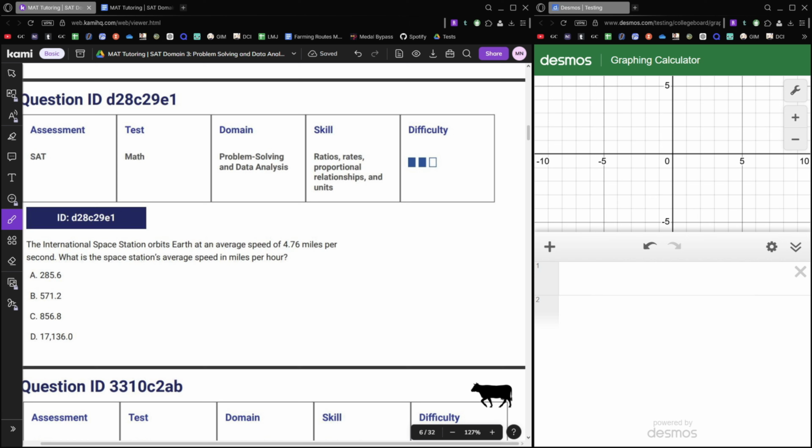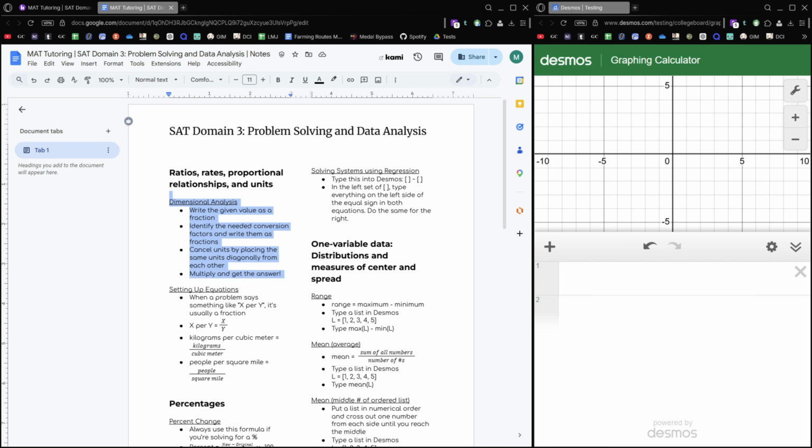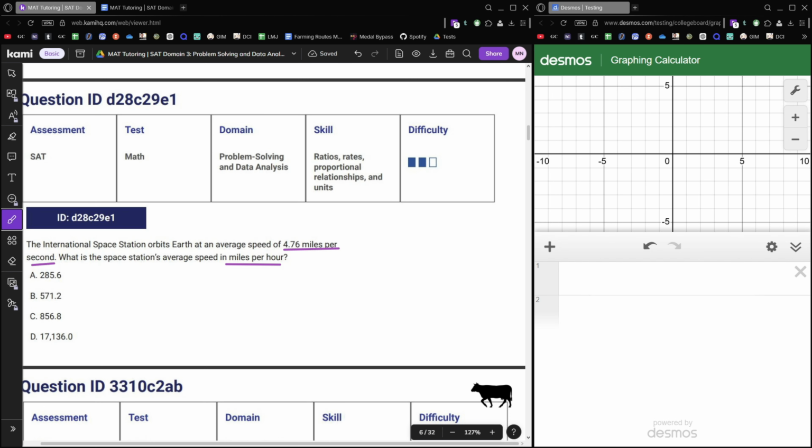They tell us that the International Space Station has an average speed of 4.76 miles per second. Then they want us to convert that into miles per hour. If we take a quick look at the notes, I do tell you how you need to do everything for dimensional analysis, which is basically just converting units. You can read that on your own time if you want, but I will be explaining it in my own words.